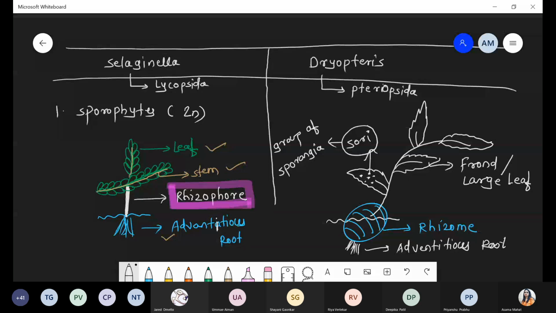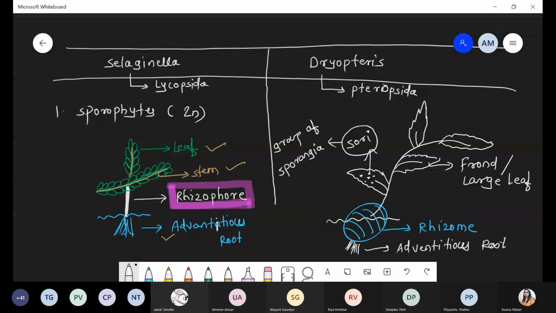Done. Okay, Ramachandra. So first of all, we start with the Selaginella explanation. Listen carefully. In the case of Selaginella, we are talking about the sporophytic body, which is the dominant one. Pteridophyta, gymnosperm, and angiosperm are all examples of cormophyta. What is the meaning of corm? Well-developed: true root, true stem, and true leaf-like structures are present.